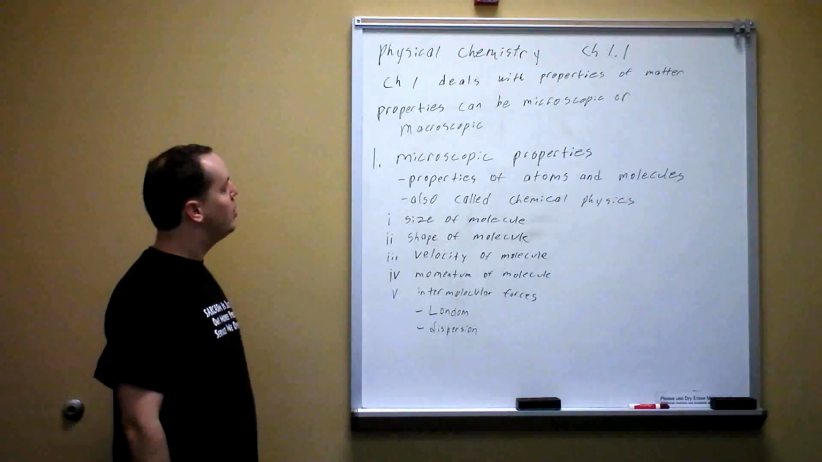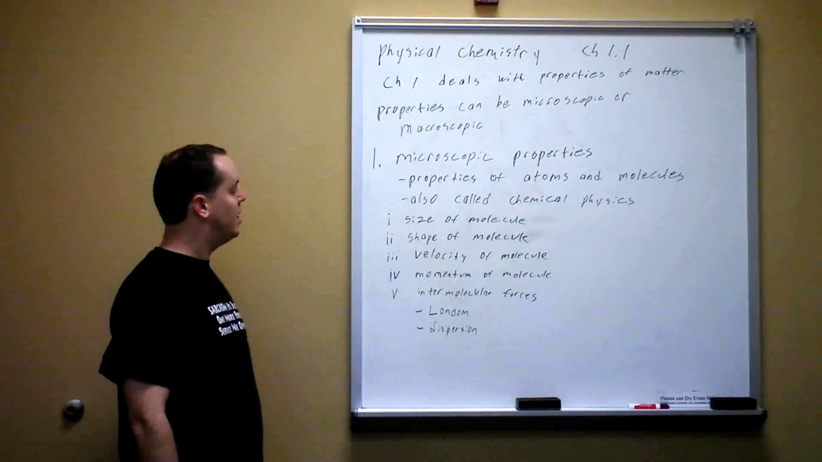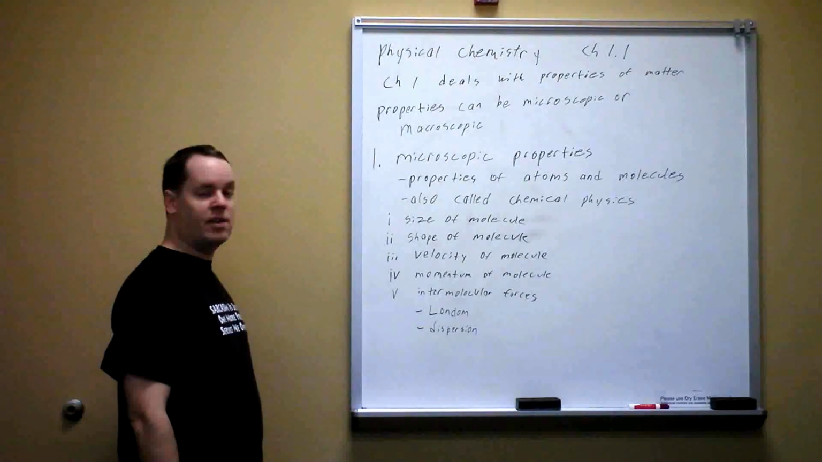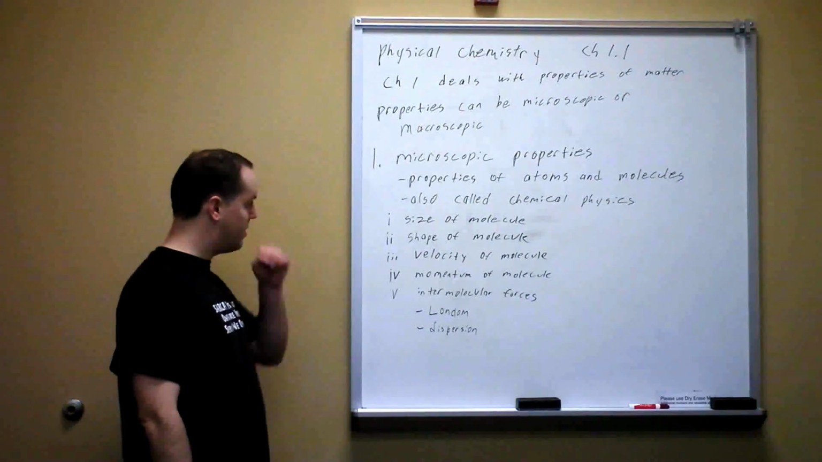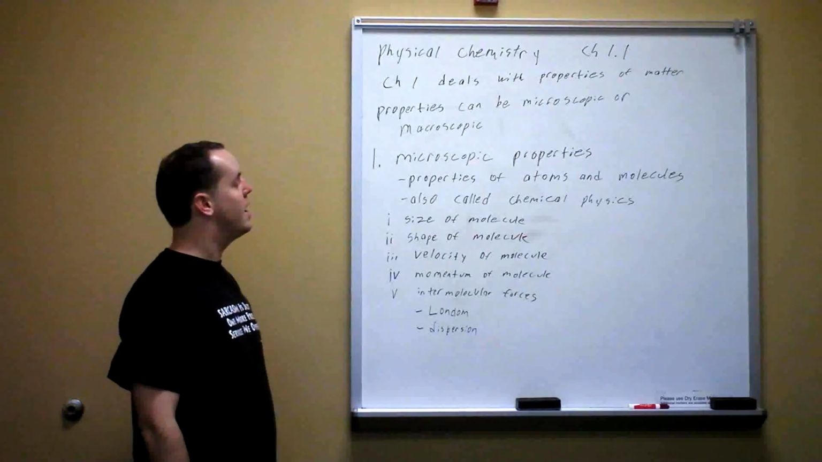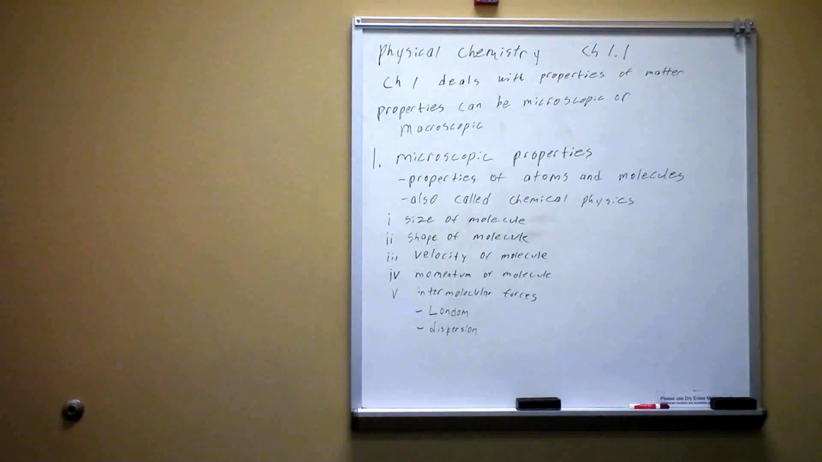Examples of these types of properties would be the size of the molecule, the shape of the molecule, the velocity of the molecule, momentum of the molecule, intermolecular forces such as London or dispersion forces. Hopefully if you're taking physical chemistry, you've already had exposure to some of this in your previous chemistry classes.